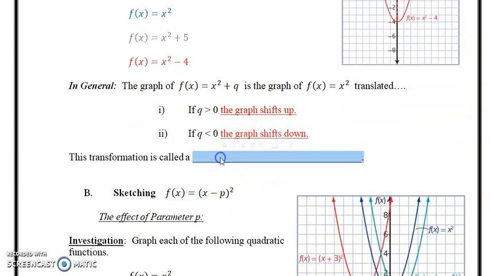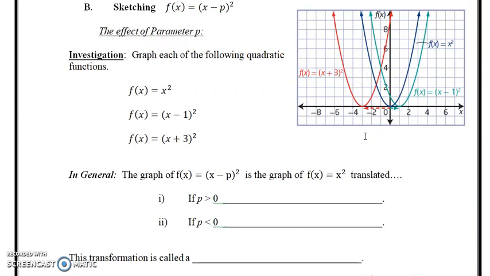This transformation is called a vertical, because you're moving up and down, translation, not transformation, translation. And short is VT. Usually we call it short. We just say VT. I know I do anyway. In some of the textbooks you'll see that.